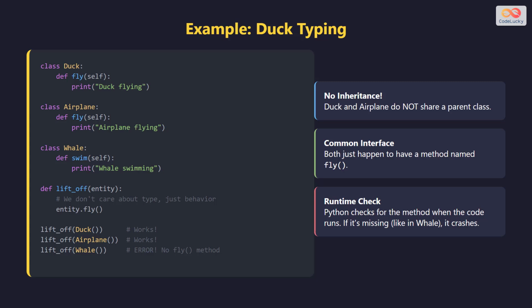Let's see duck typing in action. Here we have a duck class and an airplane class. They are completely unrelated. They do not share a parent class. However, both have a fly method. Our liftoff function simply takes an entity and calls fly. It works for both the duck and the airplane because Python only checks if the fly method exists at runtime. But if we pass a whale, which has no fly method, the program will crash.